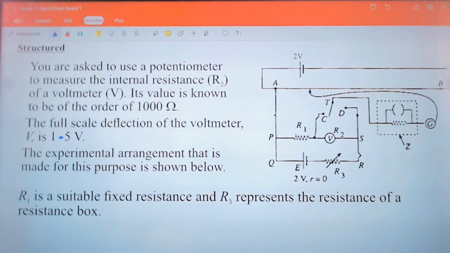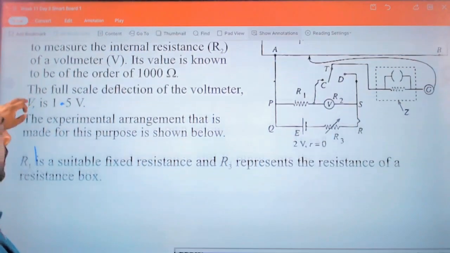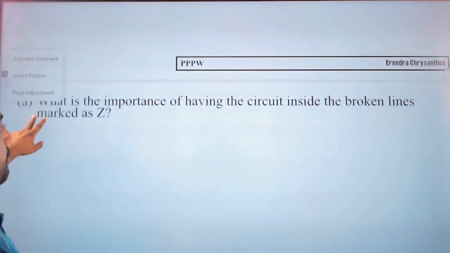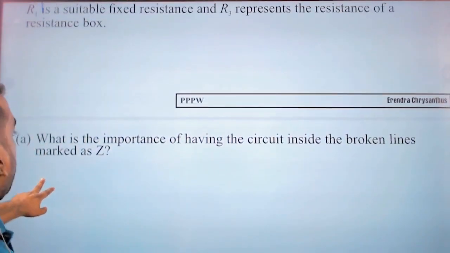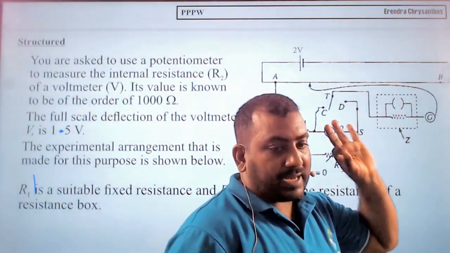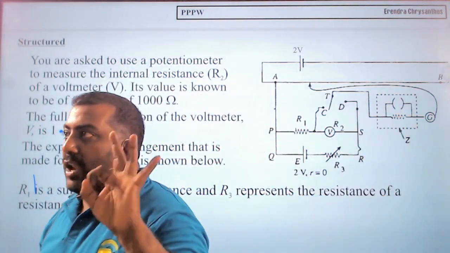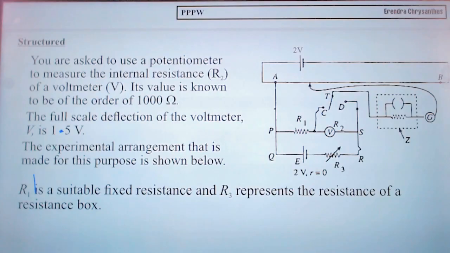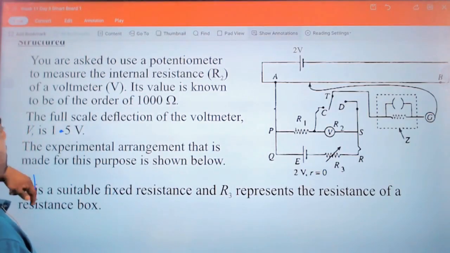R1 is a suitable fixed resistor and R3 represents the resistance of a resistor box. What is the importance of having a circuit inside the broken lines marked as Z? It's a protection circuit. It protects the galvanometer from large currents.